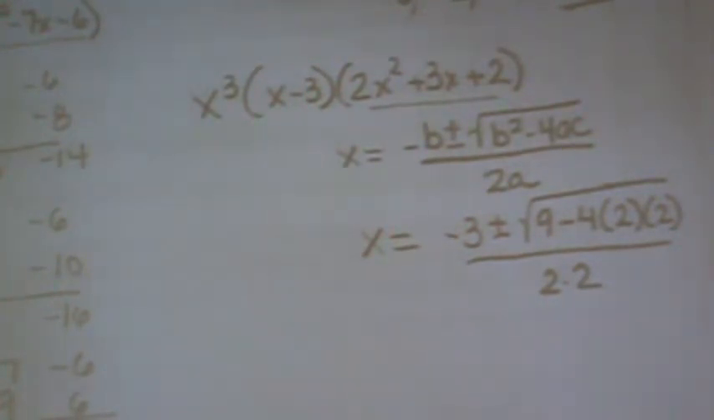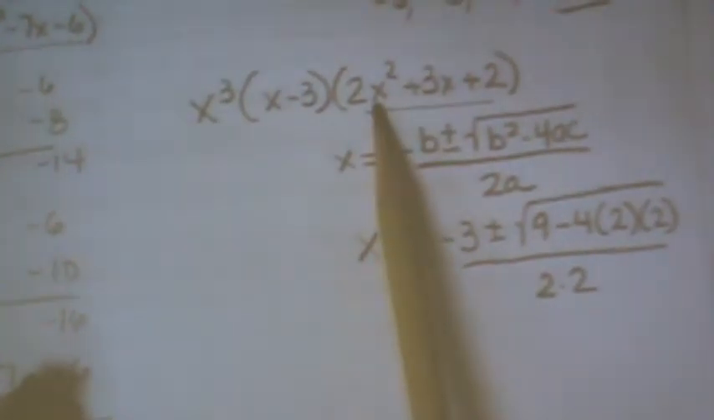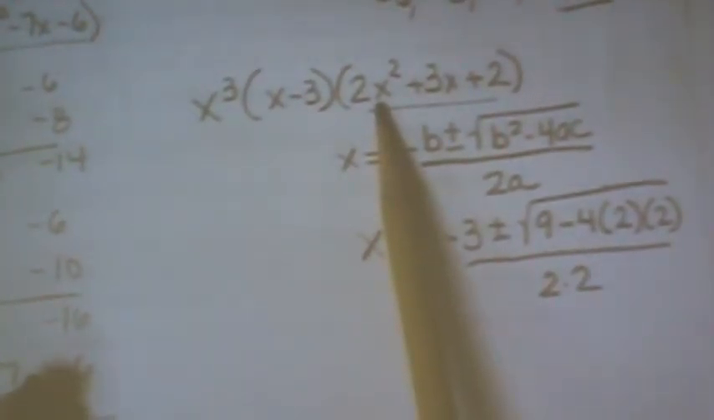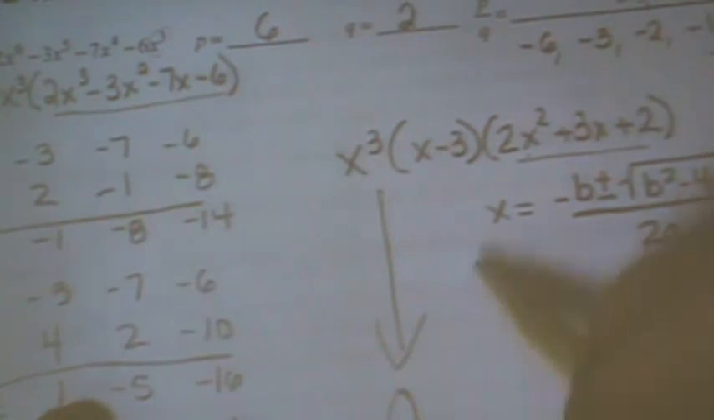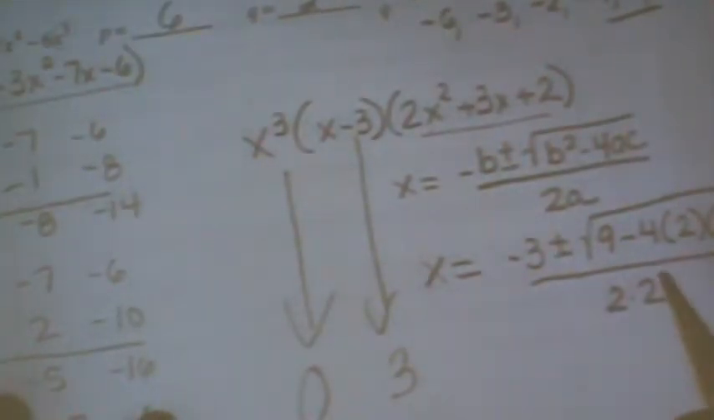Okay, so you're going to find the discriminant, and it's negative. So what are these two solutions? They're imaginary. So you don't have to finish this, because the question wants all real, all irrational, rational zeros. The only two zeros that we found are 0 and 3. These are imaginary.